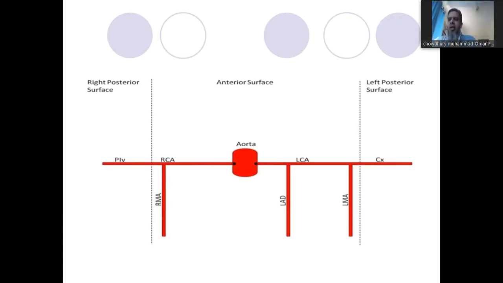This is a diagrammatic picture which shows the right posterior surface is supplied by the posterior left ventricular artery, and there is the anterior interventricular artery and left anterior descending artery. The anterior surface is mostly supplied by the right coronary artery, mainly by the right marginal artery, and also the left coronary artery, mainly by the left anterior descending and left marginal artery, and the left posterior surface is mainly supplied by the circumflex artery.